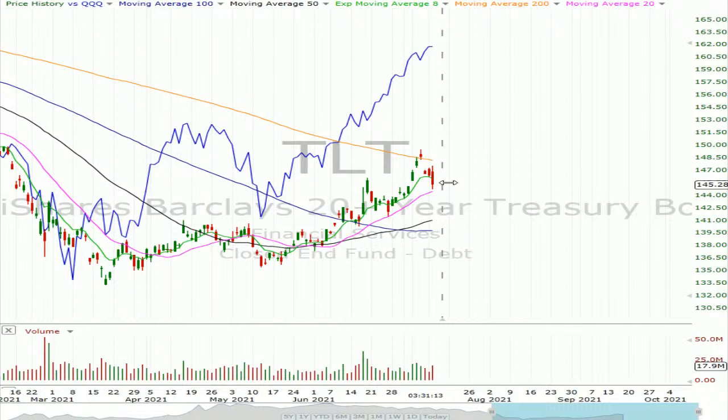So if you are sitting in a lot of tech and you mostly trade tech, then I think it's probably time that you start to pay attention to what the TLT is doing, because I think it's going to impact what tech does in the very near term.